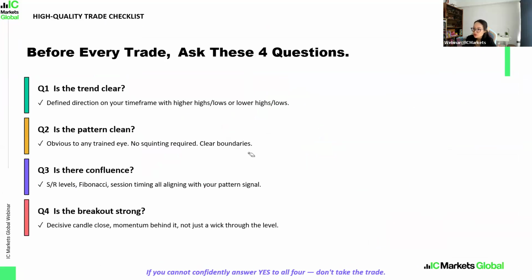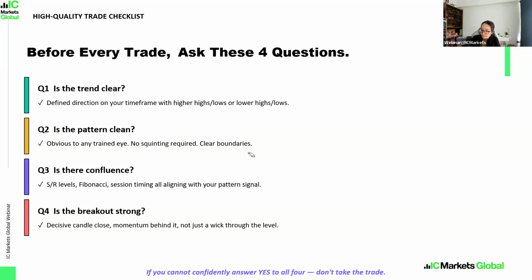Okay, before every trade, ask these 4 questions. Is the trend clear: uptrend, downtrend, or just sideways? Is the pattern very clear and obvious? Train your eye to look for double top, double bottom, equal high, equal low, or W or M patterns.